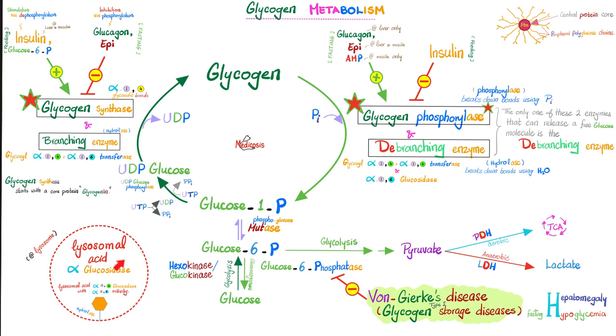There is another alpha glucosidase in the lysosome. The lysosome is full of acids. That's why they call it lysosomal acid alpha glucosidase, which is still a debranching enzyme, so to speak. We can call it lysosomal alpha 1,4 glucosidase. It has alpha 1,4 activity and alpha 1,6 activity, just like a good old debranching enzyme.